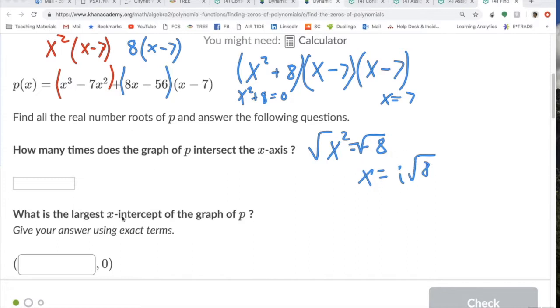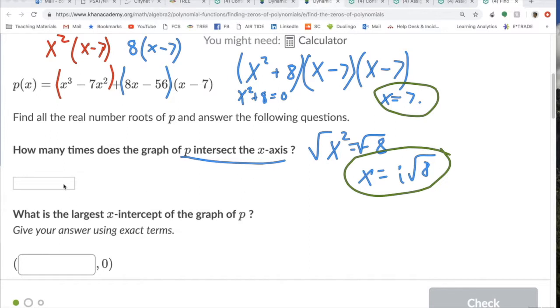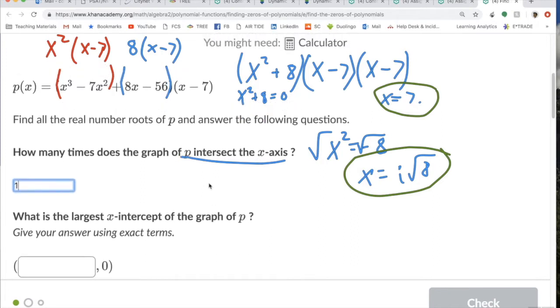And what it's saying is how many times does it intersect the x-axis, which is saying how many real number roots do we have. Now, what we found out over here is that one of our real roots is 7. So that's one time that it's crossing the x-axis. We found a root over here, but this one's an imaginary number, so that one doesn't count. So we are not going to say 2 roots. We're going to only say 1 root because that's the only real number, which is the only place where that actually crosses the x-axis.